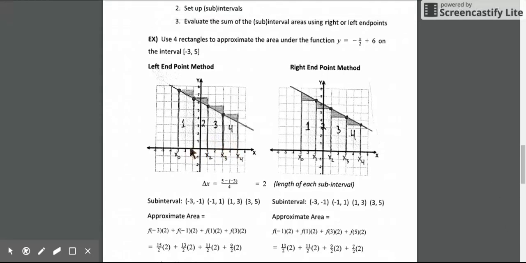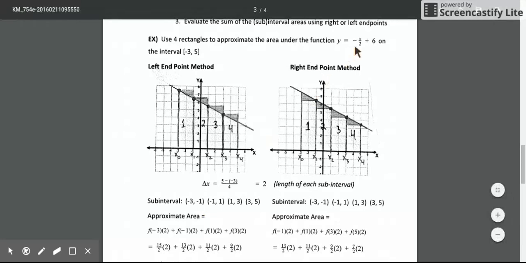We can set up our subintervals. We know this first rectangle is going to be the width from -3 to -1. The second one is from -1 to 1. Third one is from 1 to 3, and the fourth one is from 3 to 5. So now that we have our subintervals, we're going to be evaluating our function at the left endpoint on each interval. So if I plug in -3 into my function, I can evaluate and find the function value at -3. And that'll be the height of our first rectangle, the left height of our first rectangle. And then we're going to multiply that by our change of x, and that'll be the area of this rectangle.